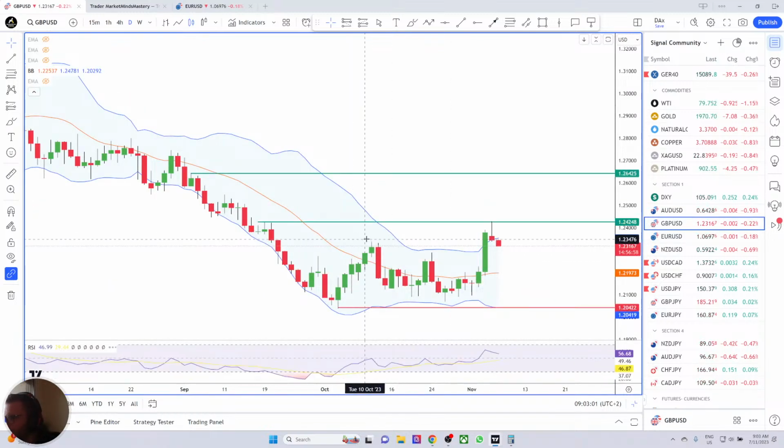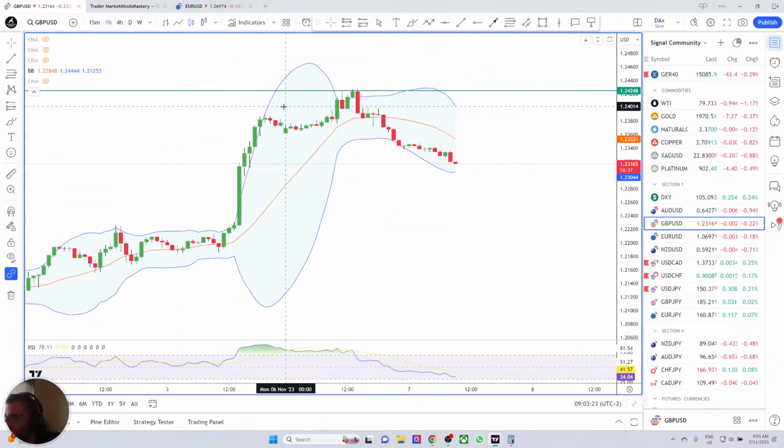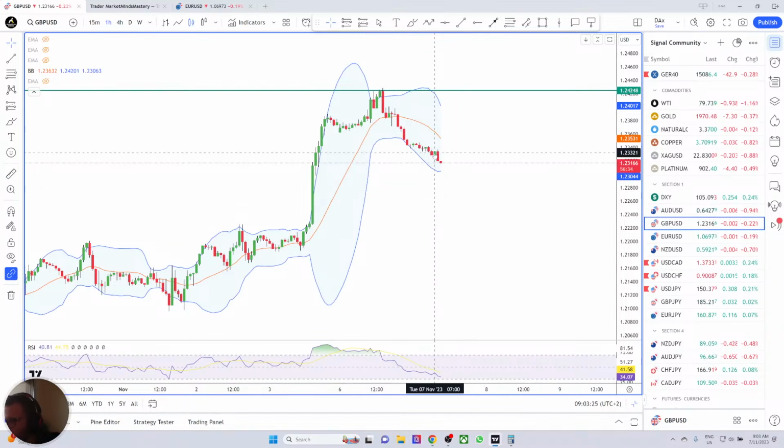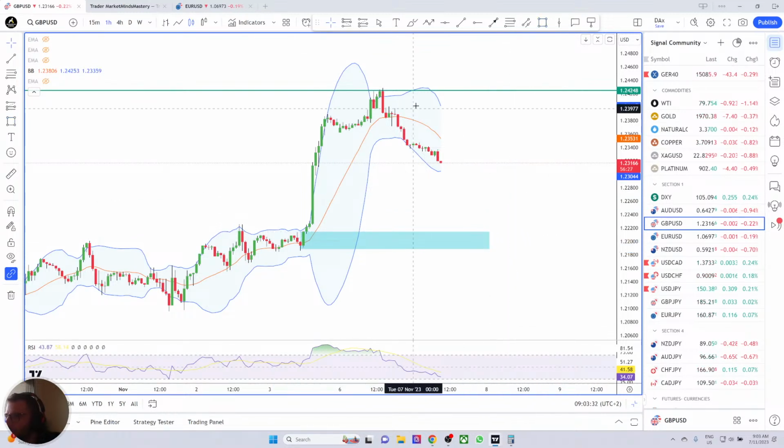Next one, it's the Great British Pound against the US dollar. I marked the resistance here, and the price yesterday tapped at this resistance, and now it's experienced some weakness. Therefore, on the lower time frames, 1-hour chart or 4-hour chart, we can get involved to the downside. I do expect the price to come somewhere in this region before it continues to move higher.